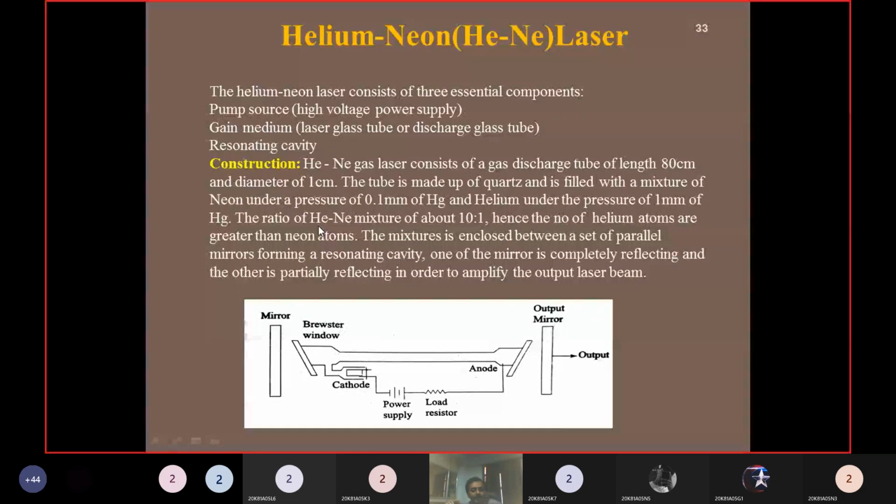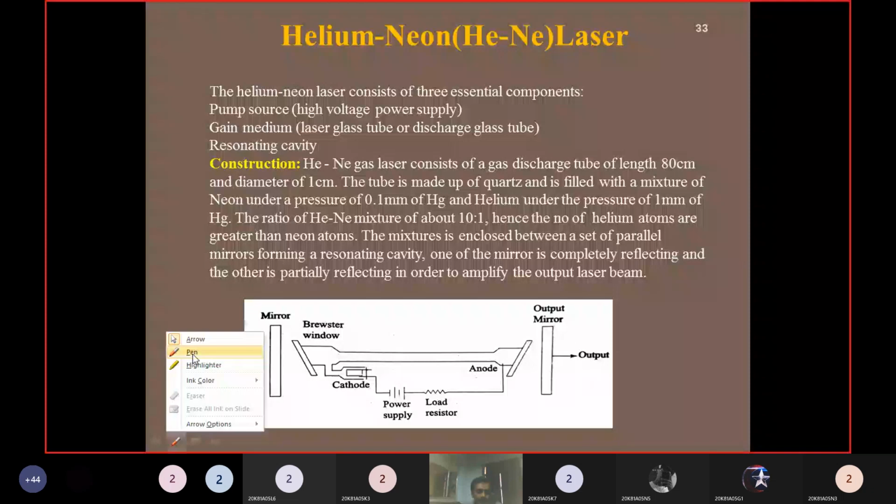The mixture is placed between a set of parallel mirrors forming a resonating cavity. See here, the total quartz tube is placed inside the mirror resonating cavity. The resonating cavity is nothing but two parallel mirror plates, one mirror plate here and another here. One of the mirror plates is completely reflecting, which means it is fully silver coated on this side.